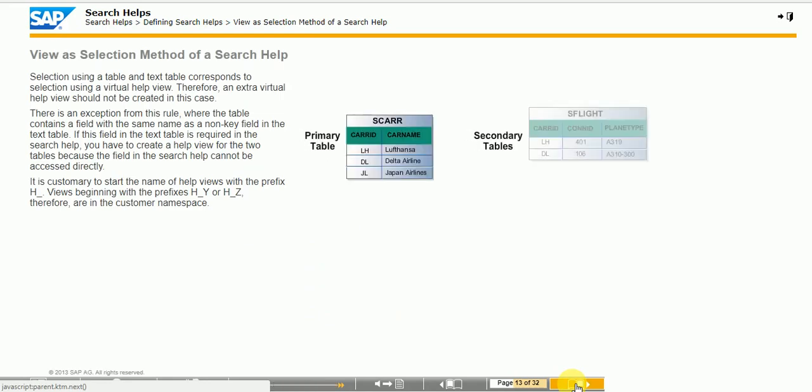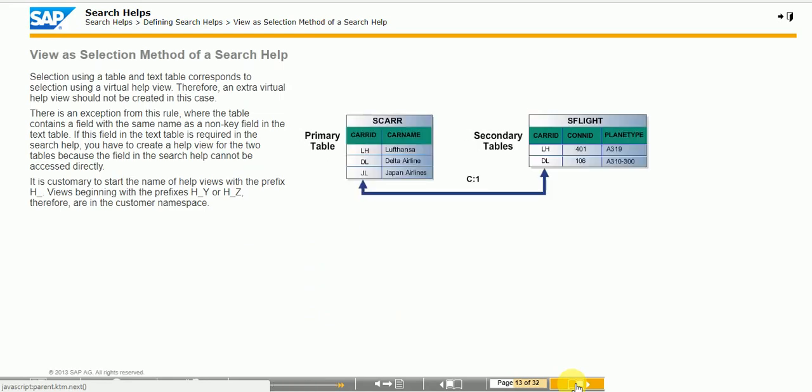If the selection method for a search help is a database view, the input help displays only the records for which there are entries in all the tables involved in the view, such as inner join. The set of possible entries is sometimes described by the entries in a primary table for which additional optional information is added from further secondary tables.